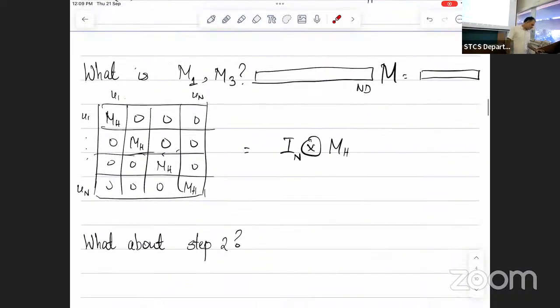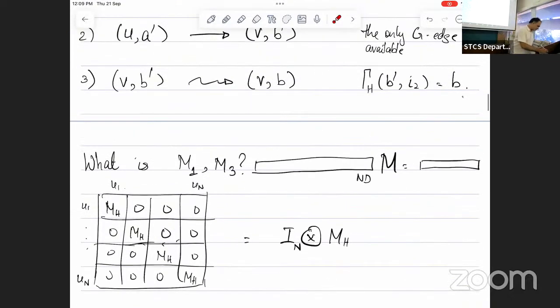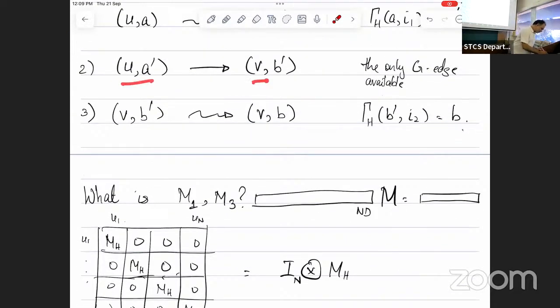Okay. Now, what about step 2? If you were to think of this as a matrix, what is this? Or if you think of this as an operation that takes (U, A prime) to (V, B prime), what is this operation? Firstly, it's a completely deterministic thing. It doesn't care about I1 and I2 at this point. The I1, I2 didn't matter. But this is an operation we did briefly mention last time. So what is this?